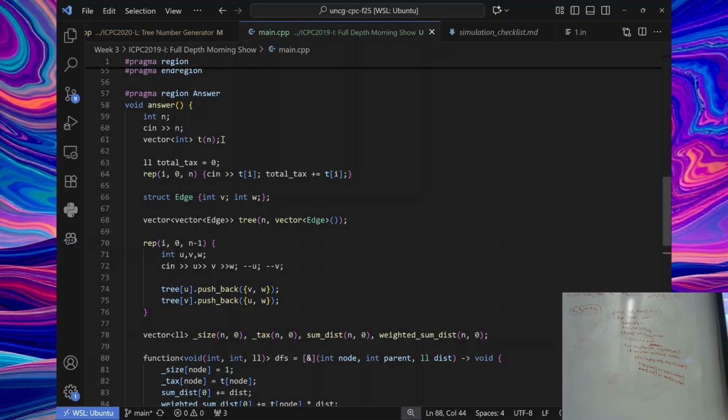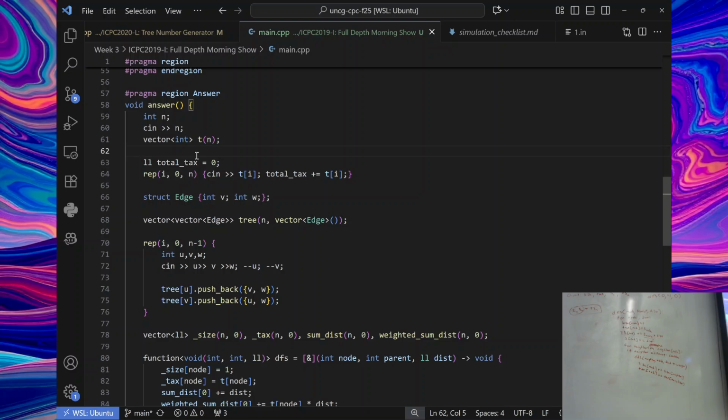I have our n, read it in. Sorry, this is not tax. This is not the taxes, right? This is the visual tax C, not the tax tree. Then we need to calculate our total tax for the recurrence relation. Remember, it's called rerouting because we're switching the root and we're using that local change and dynamic programming to do an O of n.